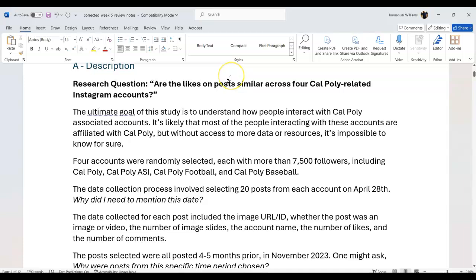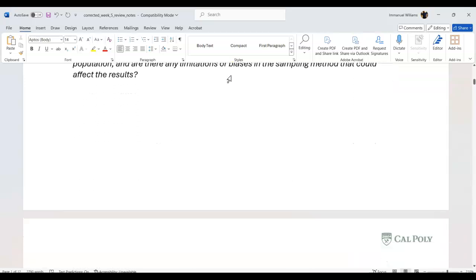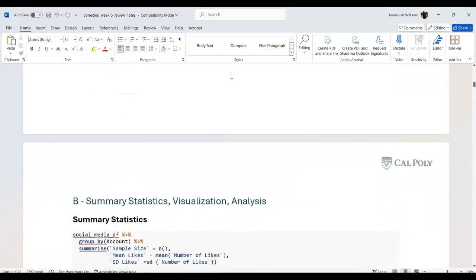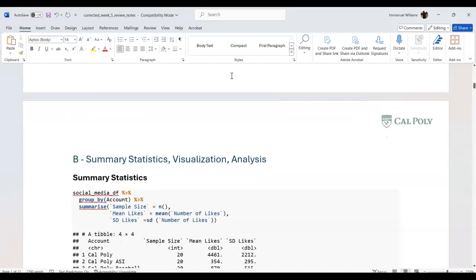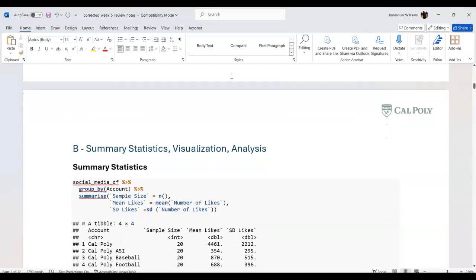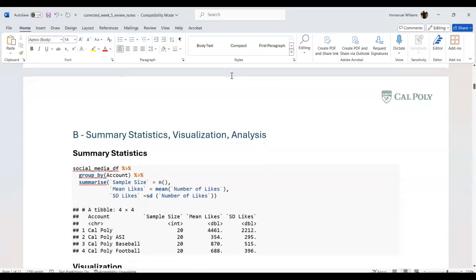The reason why I needed to go back there is because when it comes to creating the summary statistics, I have the mean, standard deviation and the sample size for what? The mean is the number of likes, the standard deviation is of the number of likes, and then we have the 4 different Instagram accounts. As I said, I collected 20 posts from each of the accounts, so that's why we have 20 for each one. That Cal Poly one is doing really well, but at the same time has a lot of variability.